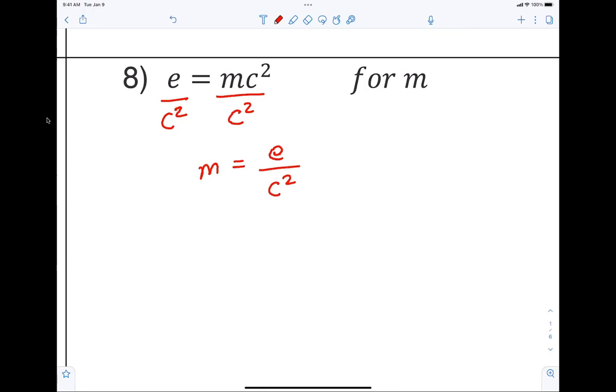Now it's going to get a little bit harder on the next page. Anything we didn't do, that's your homework.